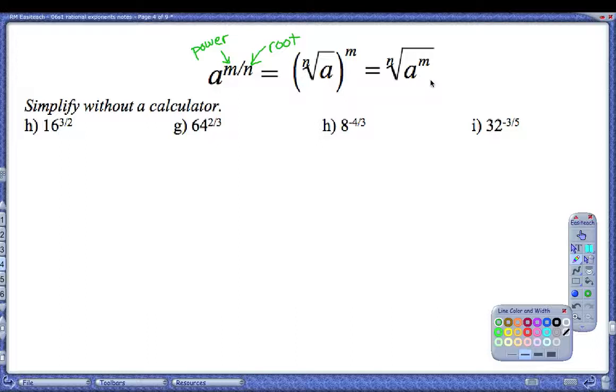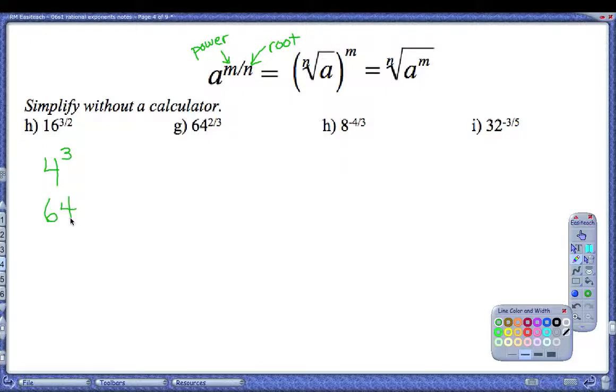And what this stuff over here is saying is that you can do them in either order, although I would strongly recommend this one. Do the root first, then the power. It'll keep things much simpler to do with mental math, since we would be doing these without a calculator. So if I look at letter G, I'm going to start by taking the root. Since my denominator is a 2, I'm going to do the square root of 16. Square root of 16 is 4. And then I take that to the 3rd power, which comes from this numerator. And 4 to the 3rd is 64.